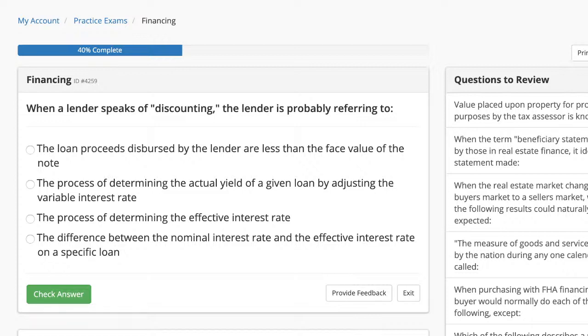When a lender speaks of discounting, the lender is probably referring to A, the loan proceeds dispersed by the lender are less than the face value of the note. B, the process of determining the actual yield given by adjusting the variable interest rate. C, the process of determining the effective interest rate. Or D, the difference between the nominal interest rate and the effective interest rate on a specific loan.